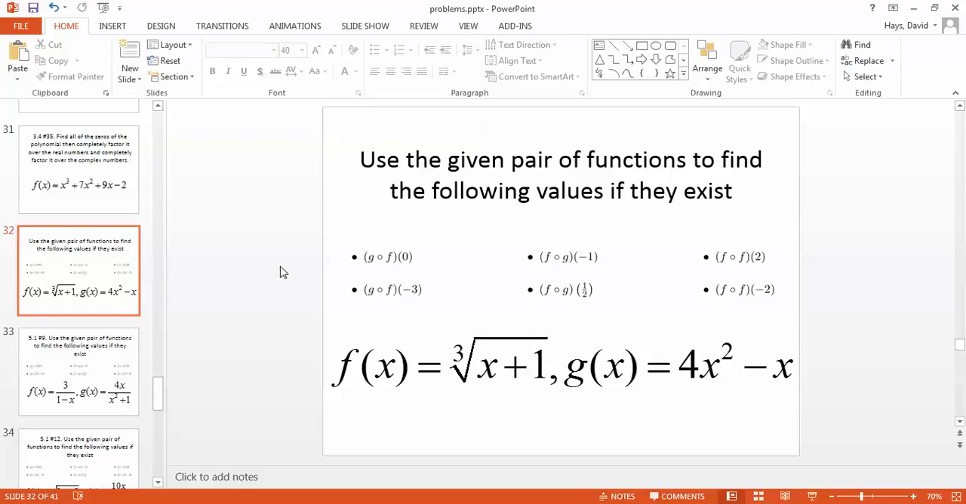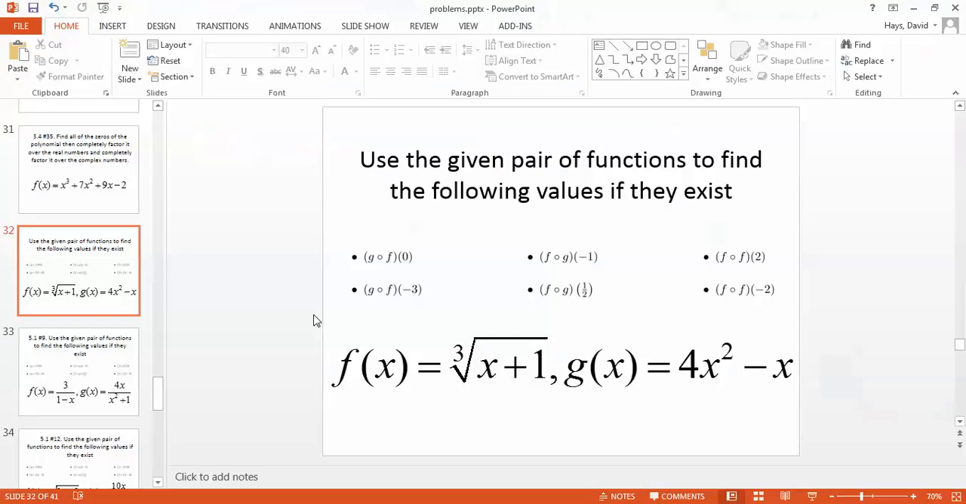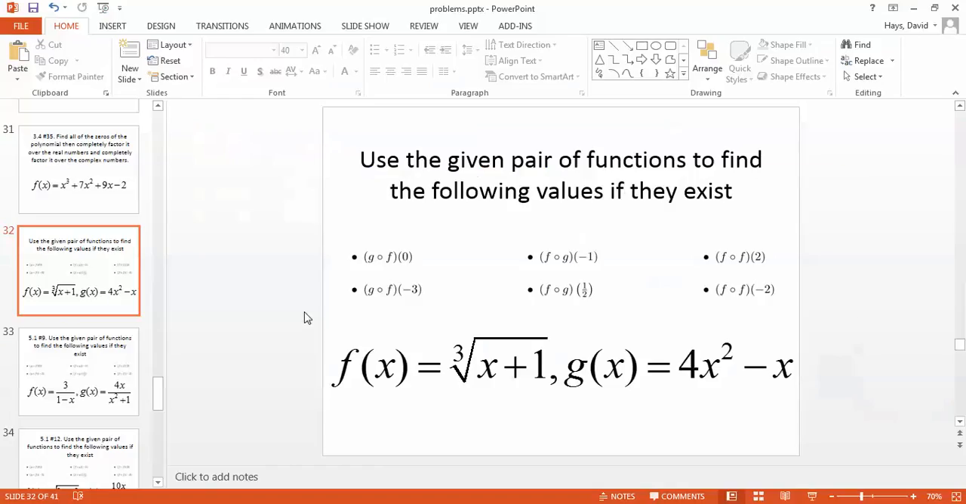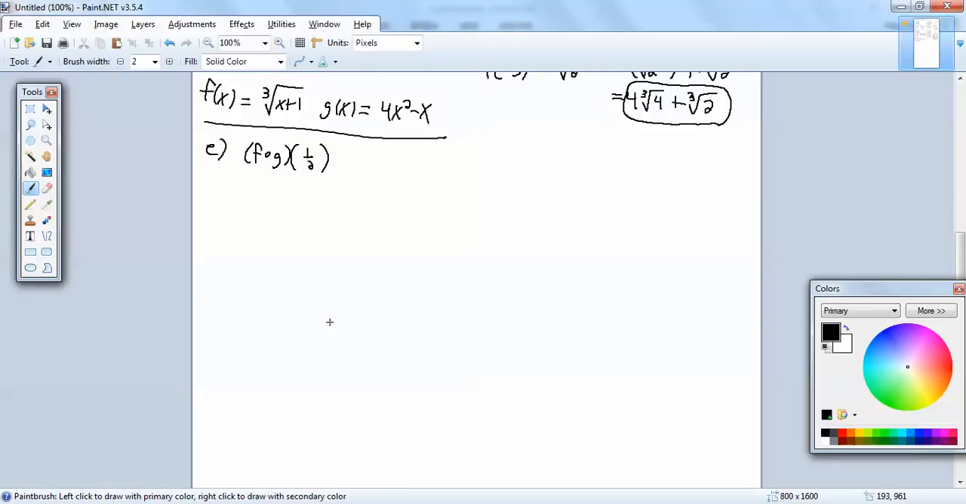Okay, f of x is equal to cube root of x plus 1. And g of x is equal to 4x squared minus x. Okay, we're ready for E. Composition of f of g of 1/2, which we rewrite as f of g of 1/2.